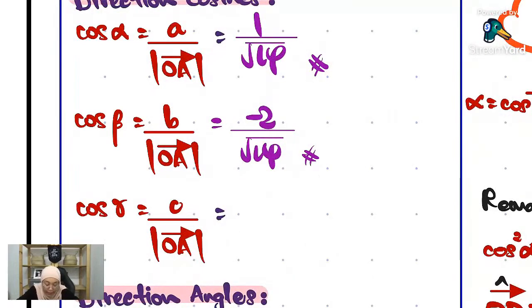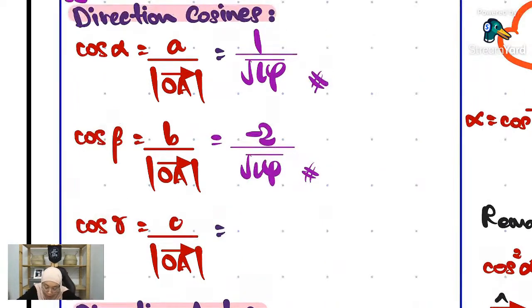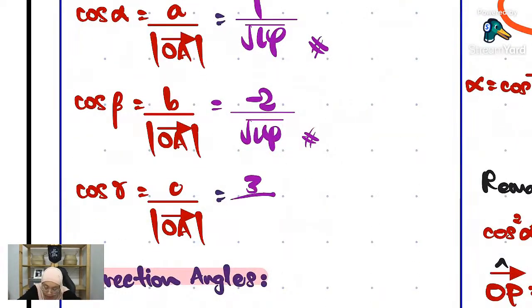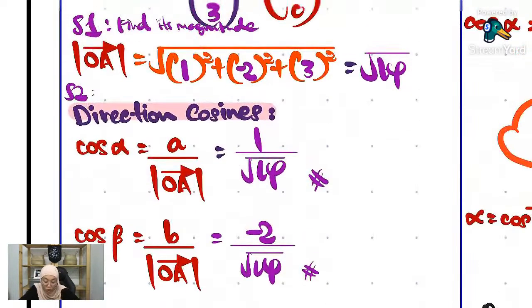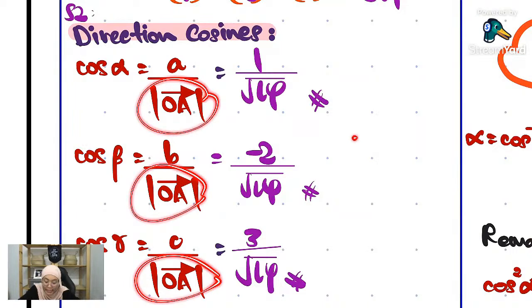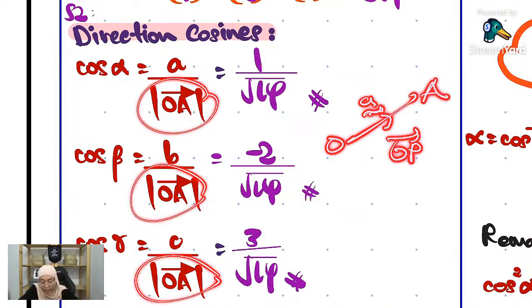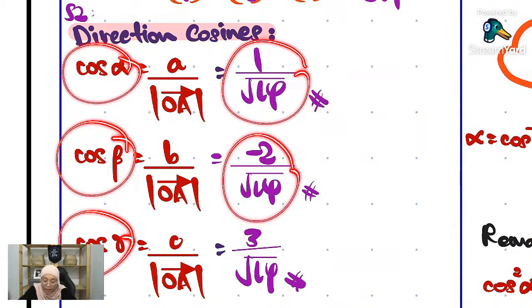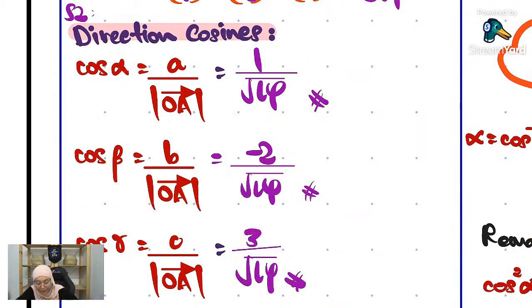Okay. And then kita nak cari cos gamma. So gamma perlukan point C. So point C kita adalah 3. So 3 bahagikan dengan square root 14. Tada! Finish. So please make sure that you understand its magnitude is always the same because it is using the same vector. So these are just the cosine alpha, cosine beta, and cosine gamma. Okay, that's it, very easy.